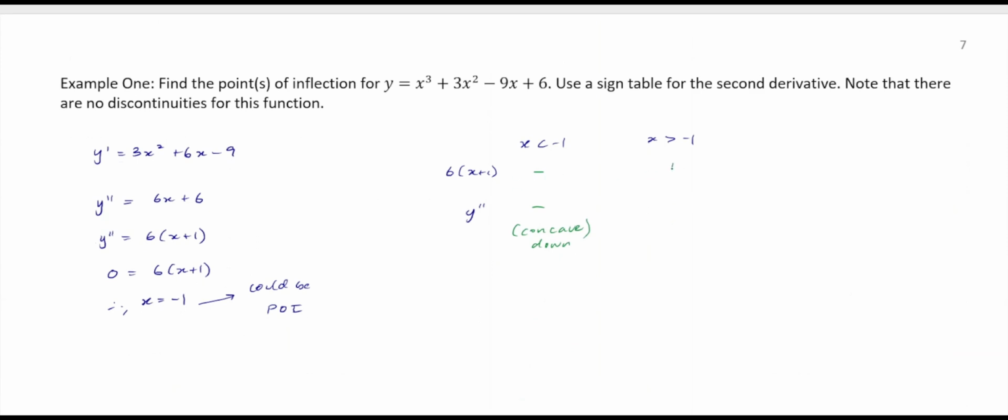Over here, this would make this positive, and so therefore the second derivative is positive, and so therefore it is concave up. Okay, if it's concave up here, but it's concave down right here, and right at -1 it's equal to 0, that means we've got a sign change, going from concave down to concave up, so that means it's a point of inflection. So -1, and then right here I plug -1 back into my original function to get the y value. -1, 17 is a point of inflection.